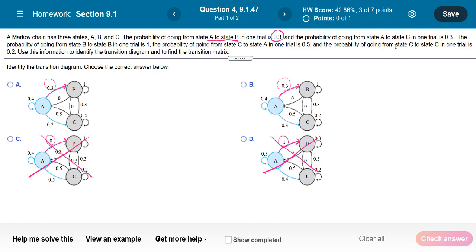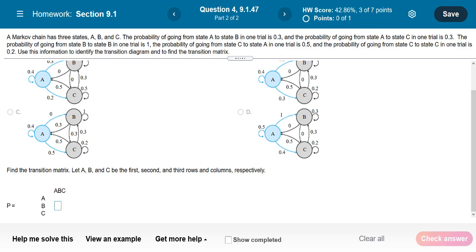Let's go to the next part. The second part says if we go from A to C, that should be a 0.3. So on the first one, A, here's A to C, and it's not 0.3. On the B choice, just to check, here's A to C, and it is indeed a 0.3. So there is our correct transition diagram.